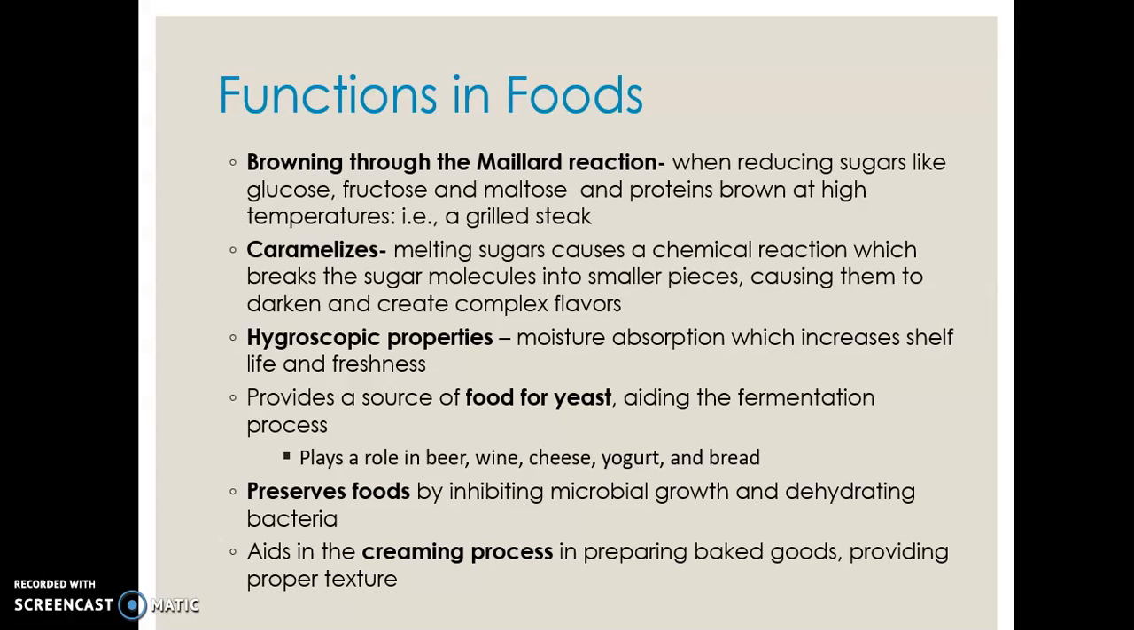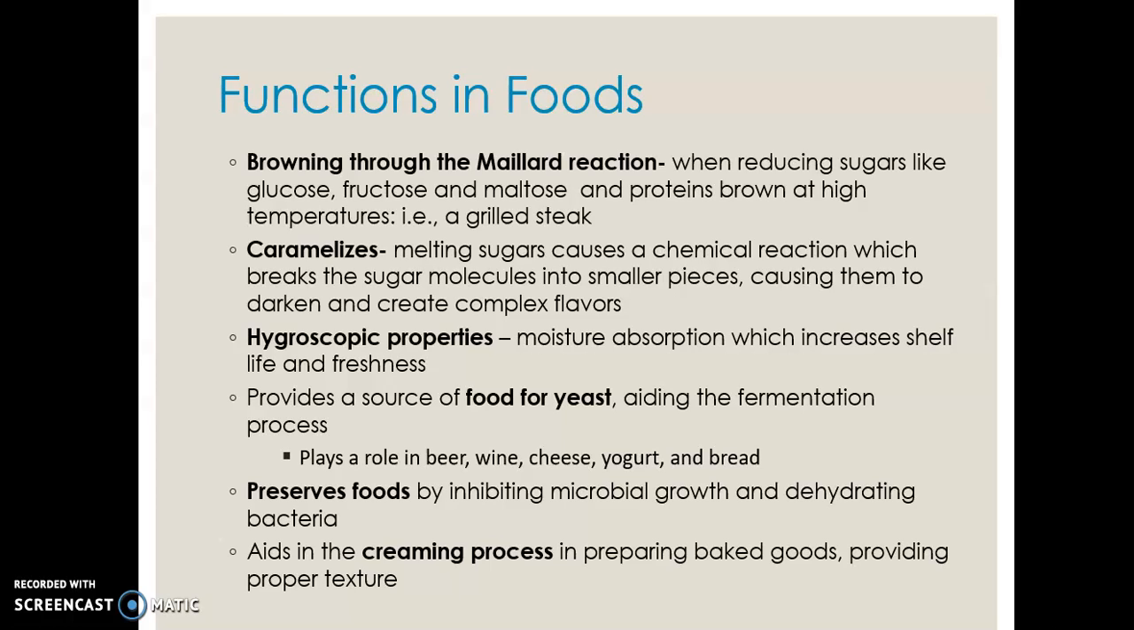So, more functions in food. Browning occurs with sugar through the Maillard reaction. This is when reducing sugars, which are going to be sugars that are disaccharides or more, because they have to be able to be reduced down to monosaccharides, such as glucose, fructose, and maltose, and proteins brown at a high temperature. This happens when you grill a steak. It also happens on the outside of baked goods.